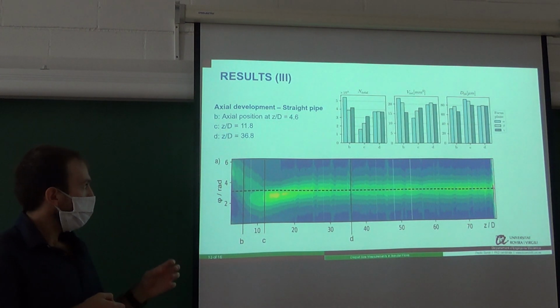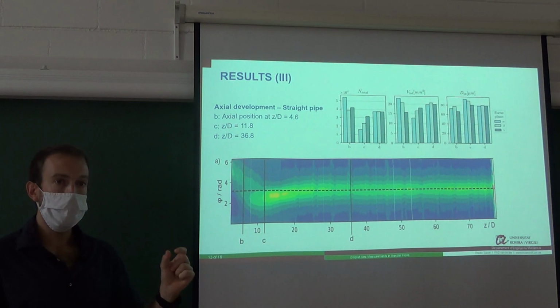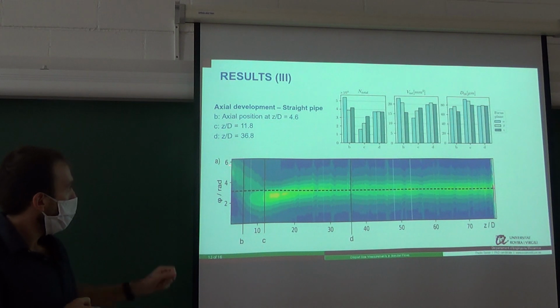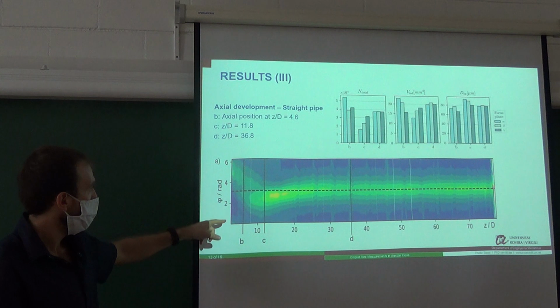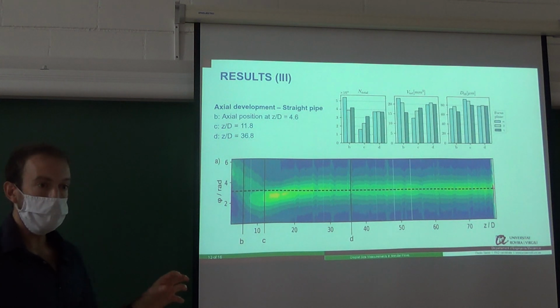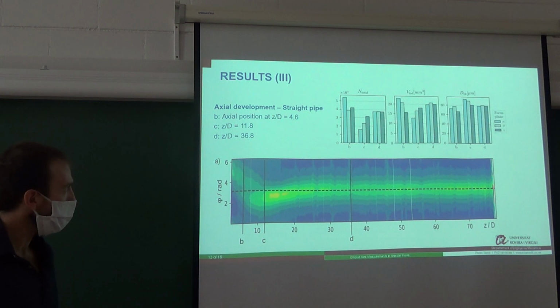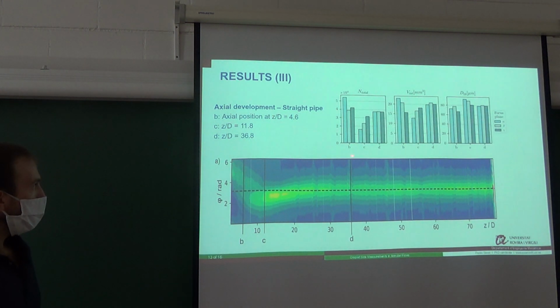This is a tomography, so these colors are the thickness of the water film. What I was telling you, that at the beginning there's not much film, is almost blue, and we get a maximum value of the film here, and then we could say that from 25 diameters the film is developed. It's pretty much the same. And the positions B, C, and D are these ones here.